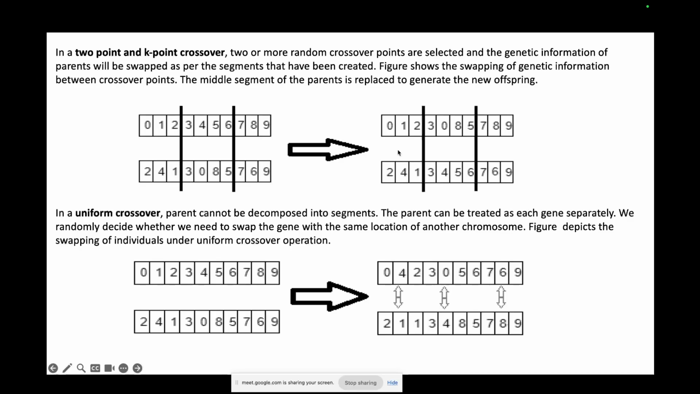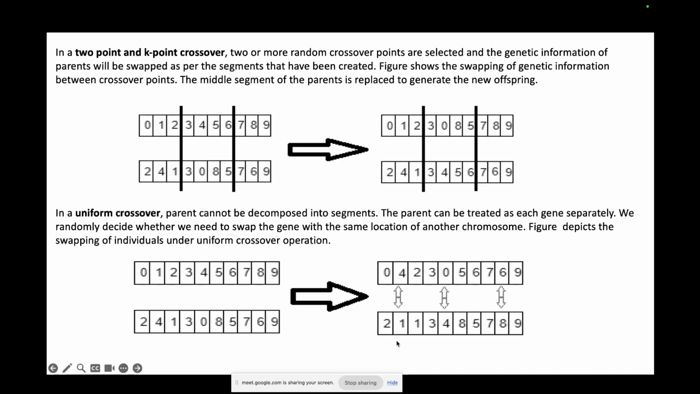Okay. In uniform crossover, this is another type of crossover. The parents are not decomposed into segments, they are treated as each gene separately, right? So each of these parameters is a gene, so each of these boxes is one gene, and you randomly decide whether you need to swap the gene within the same location of another chromosome. So these are the 2 parent chromosomes. Now you randomly decide that these are the 3 positions that can be crossed over.